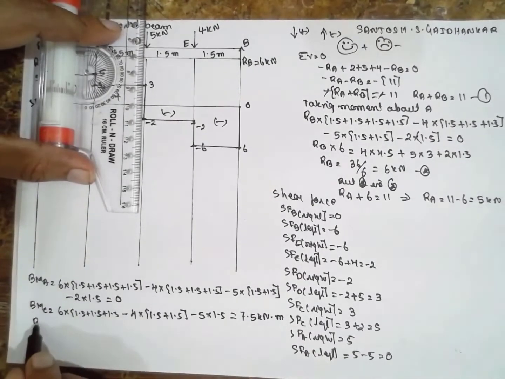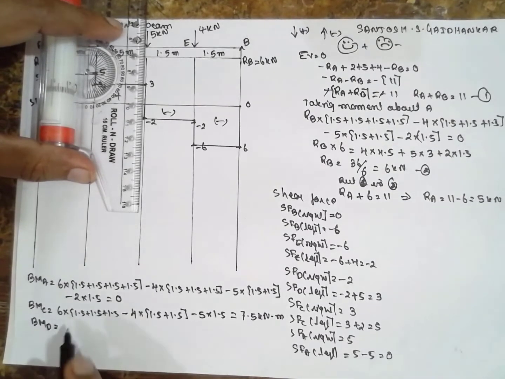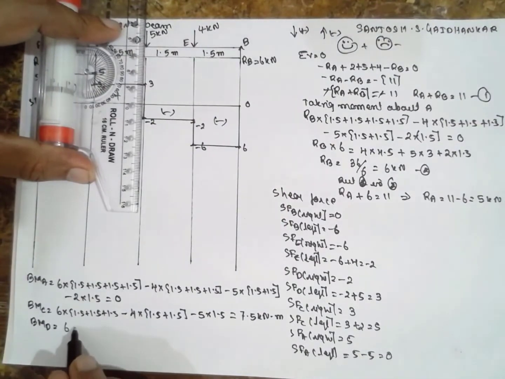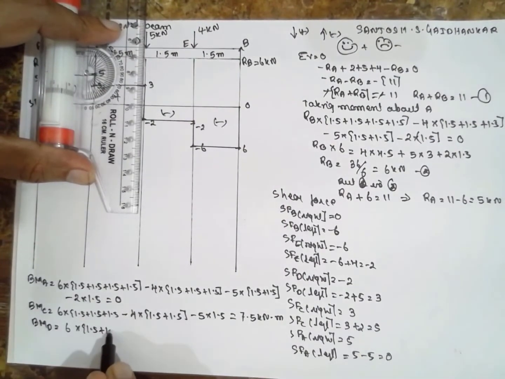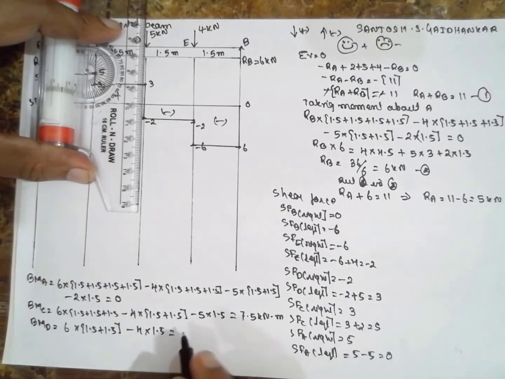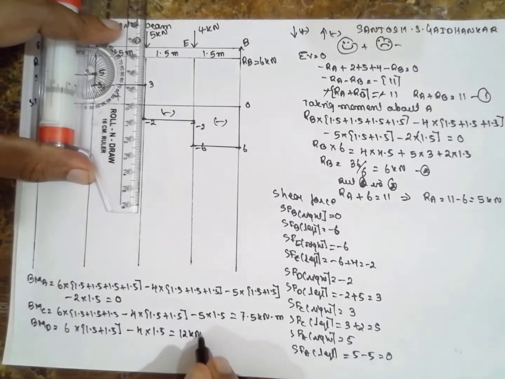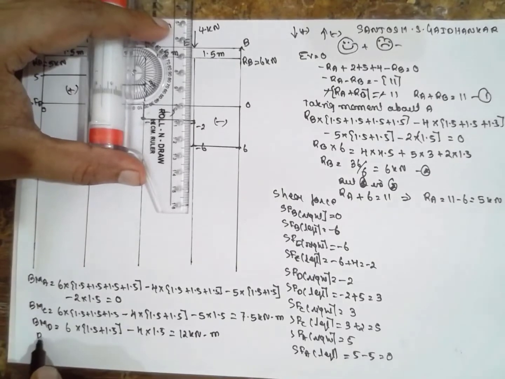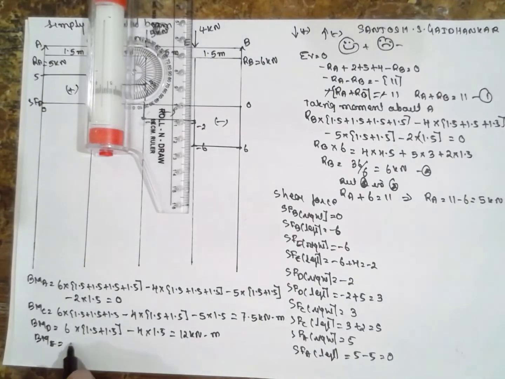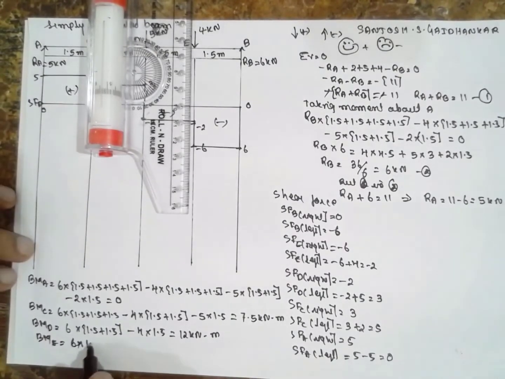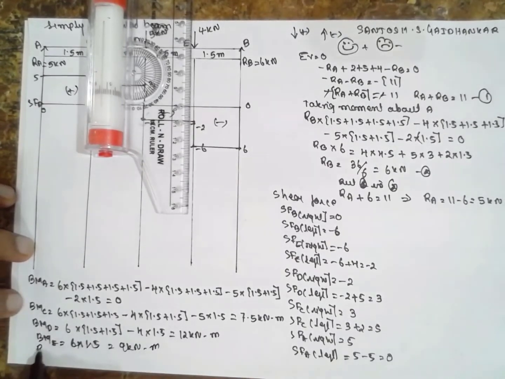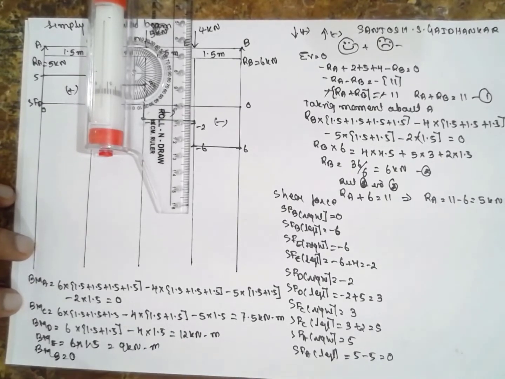Next at D, bending moment at D: anticlockwise positive, 6 into distance, that is 1.5 plus 1.5. Next minus 4 into 1.5. The answer is 12 kilonewton meter. Bending moment at E: 6 into 1.5, 9 kilonewton meter, and bending moment at B will be 0.